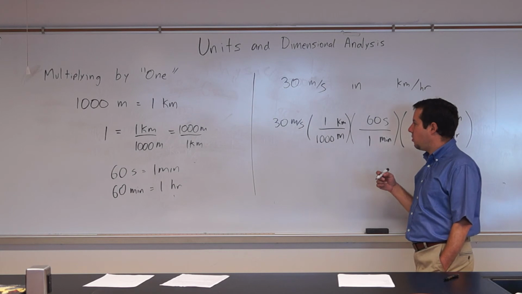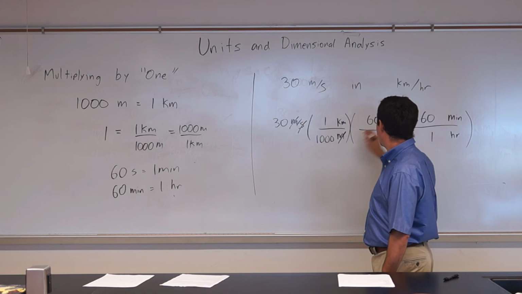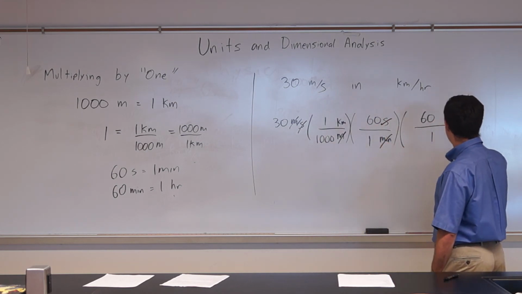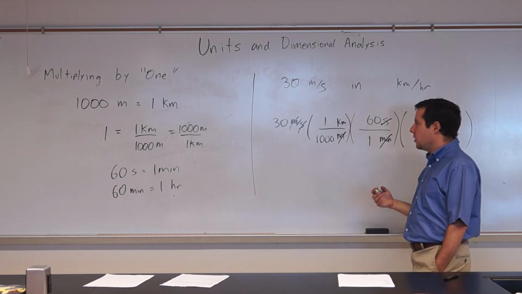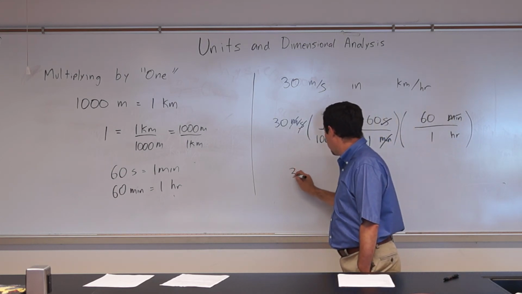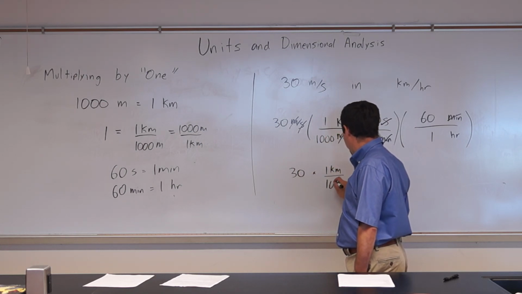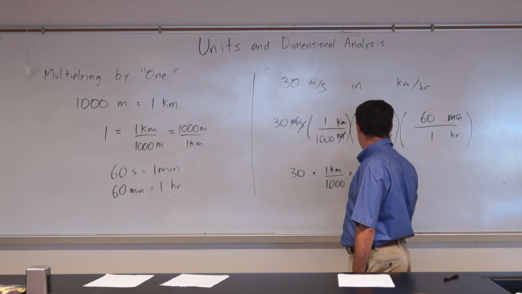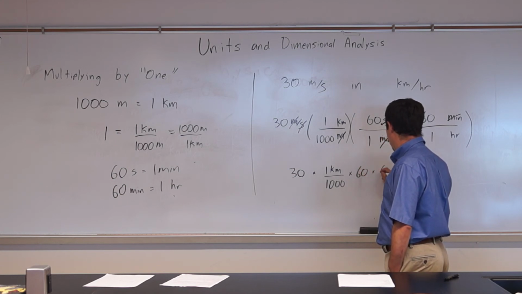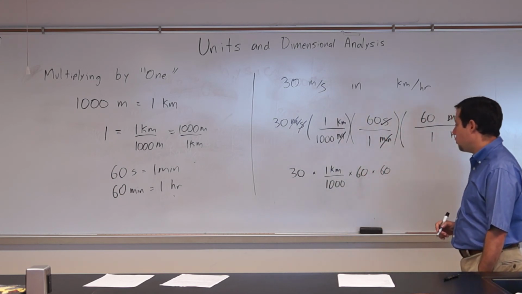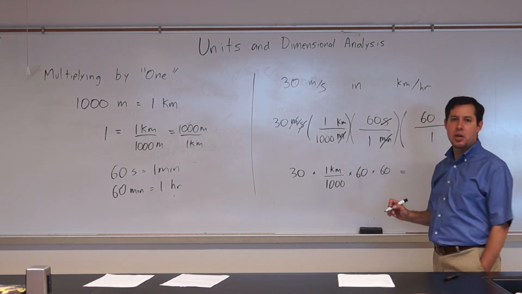And even before I do all the mathematical calculations, I can check the units. Meters cancels meters. That seconds cancels this second. That minute cancels this minute. So you're left with units that are kilometers per hour. Means we probably did it right, right? 30 times 1 kilometer divided by 1,000 times 60 times 60. You can punch this into your calculator. I also want to encourage you to try problems in your head. That's what I do most of the time.